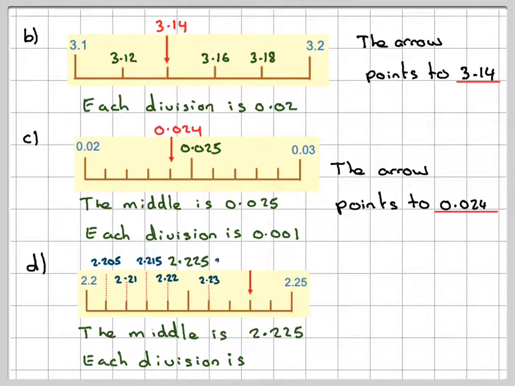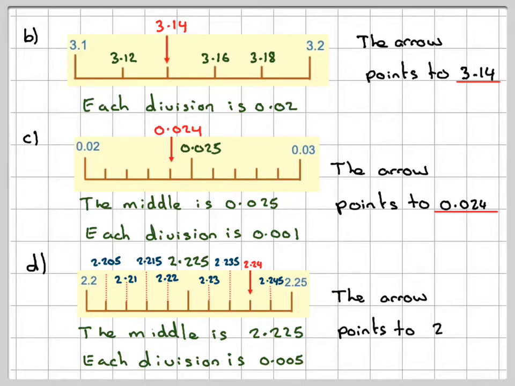This one will be 2.235. This one would have to be 2.24, and this one will be 2.245. It's a little bit difficult, but by writing them in, maybe it might help you see it. So the division is in fact going to be 0.005. If you add 0.005 to 2.2, that's what you get here. And therefore, the arrow points to 2.24.